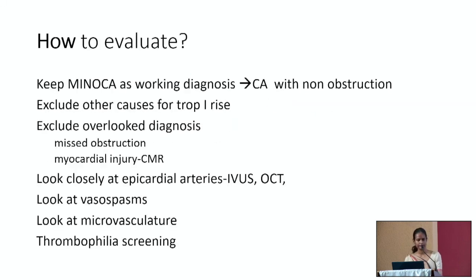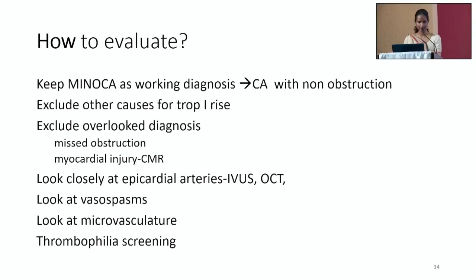So how do you evaluate MINOCA? There's a traffic light sequence to evaluate MINOCA. First, we have to keep MINOCA as a working diagnosis at the time of the coronary angiogram with non-obstruction. And we have to exclude other causes for troponin rise, such as pulmonary embolism and sepsis. And then we have to exclude the overlooked diagnosis.